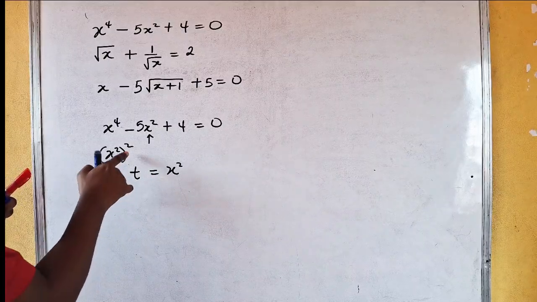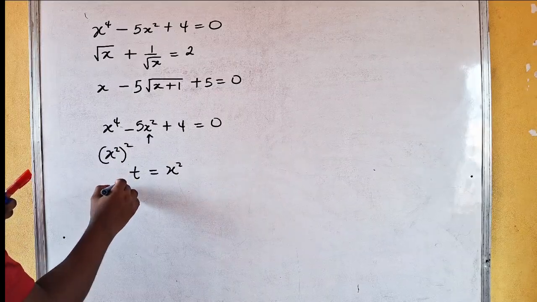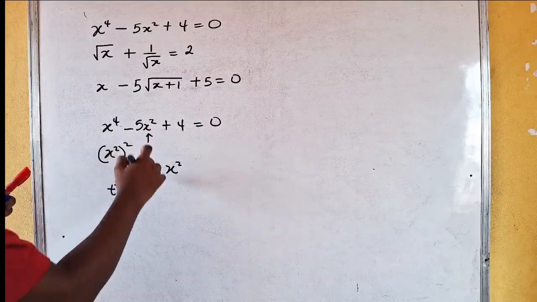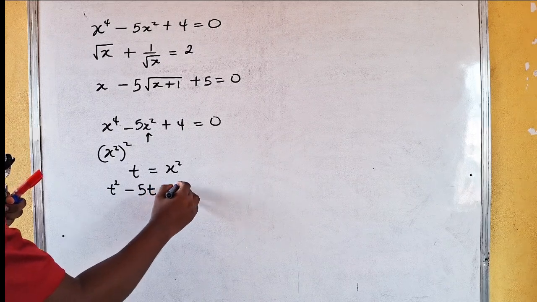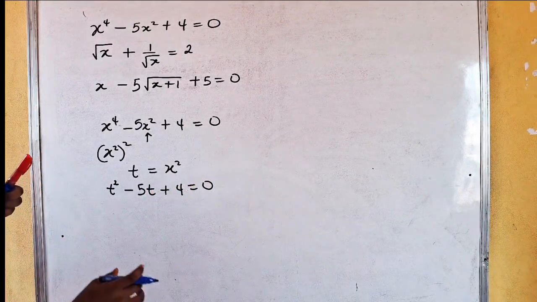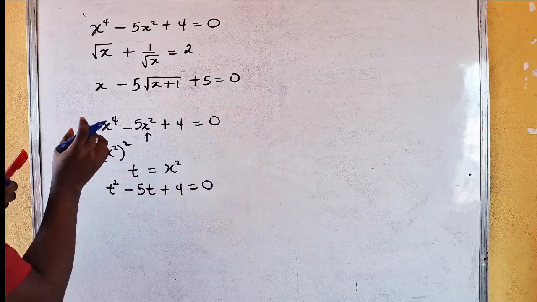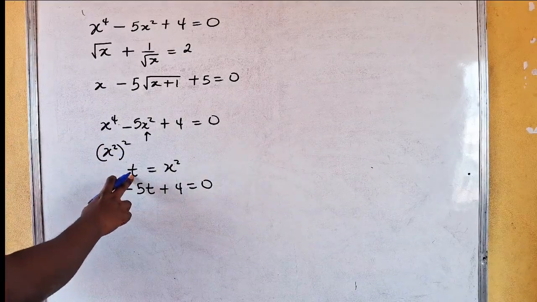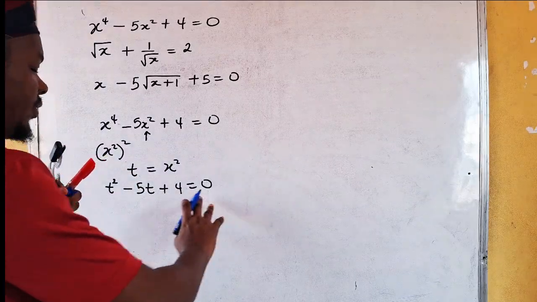So this will be t, then this will be squared, then minus 5 times, instead of x squared, t, plus 4 equal to 0. Very simple trick. I identify the repeating variable, then replace it with a letter. Now you have a simple quadratic here.